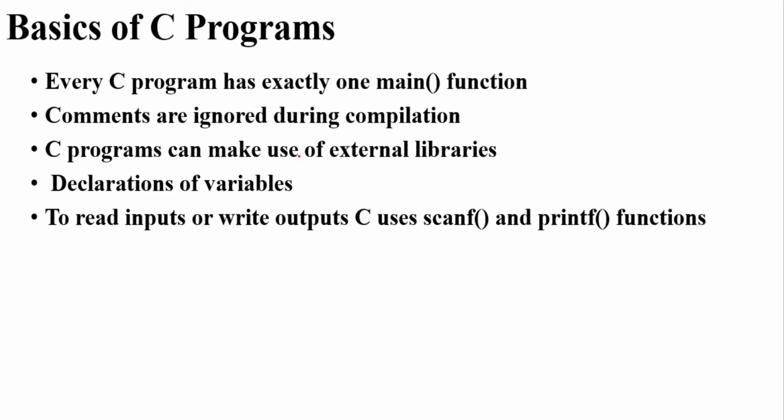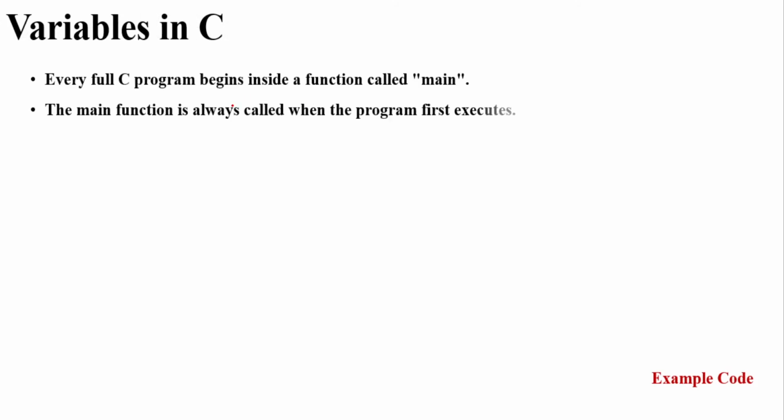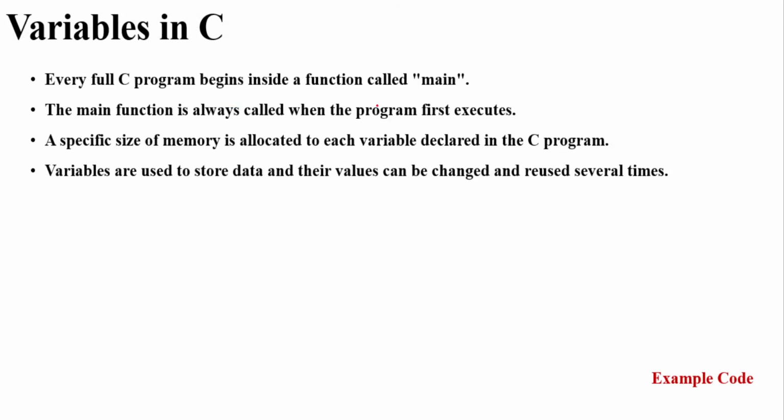A C program can make use of external libraries, like .h files or any other external files which are required to run your user program. In a C program, we can declare variables. Apart from that, we can read inputs and write outputs by using scanf and printf instructions respectively. So, what are C program's variables?